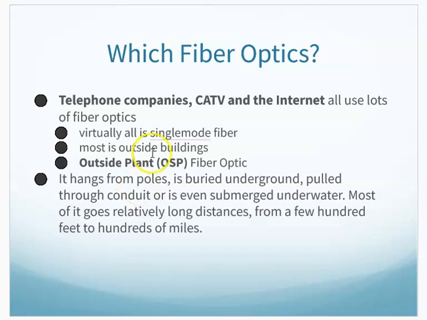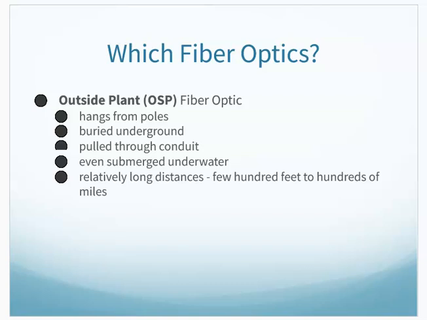And again, these are usually hanging from utility poles, buried underground, pulled through conduit, maybe even submerged underwater as well, and designed to go long distances. So outside plant fiber optic has a couple different categories. These are the ones they broke down in here.